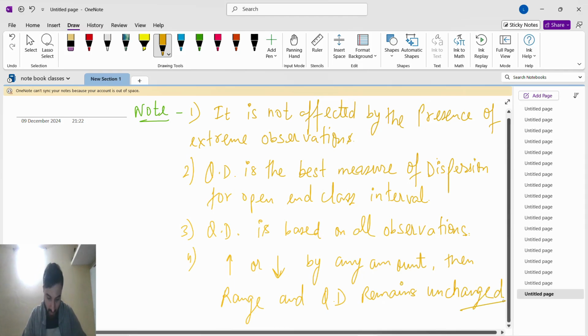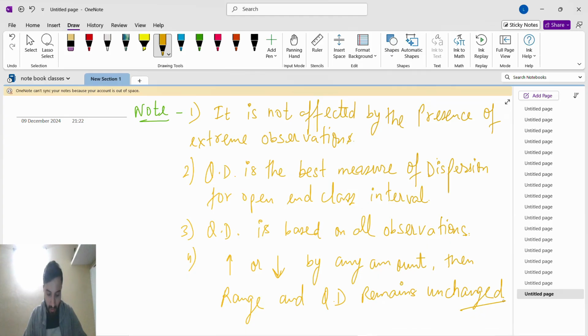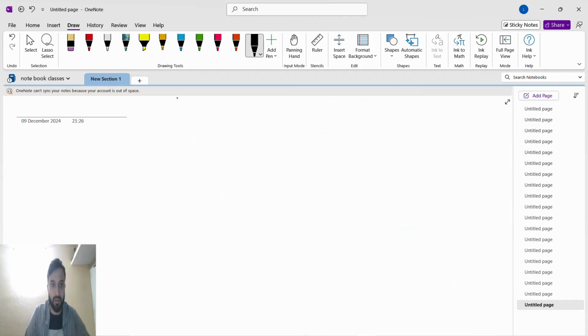Okay, now this is done for range and quartile deviation. Now we are going to start with the mean deviation, the third measure.